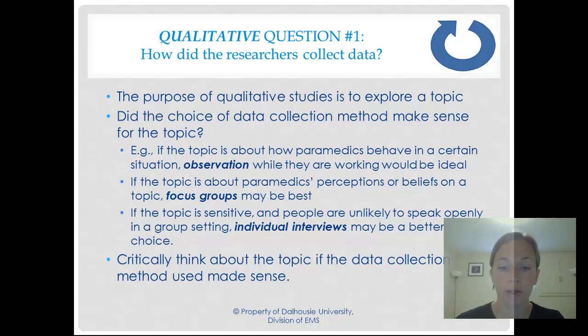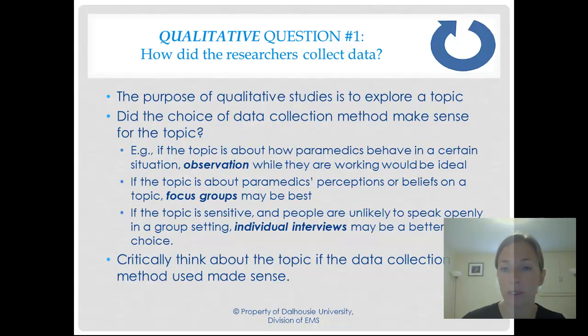If a topic is particularly sensitive and people are unlikely to speak openly in a group setting, or it's inappropriate to observe in the workplace, it may be better to do individual interviews. So these are examples of some of the considerations that researchers take to mind when they're deciding how to collect their data. So when you're looking at a research study that's a qualitative study, critically think about how they collected their data and if that made sense.